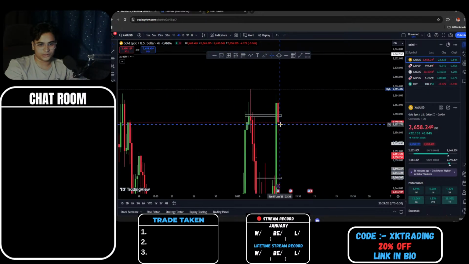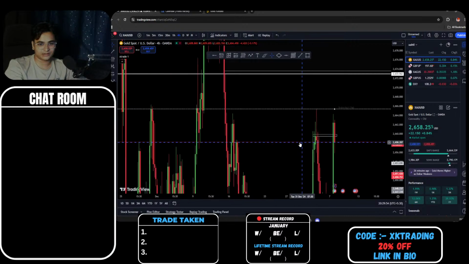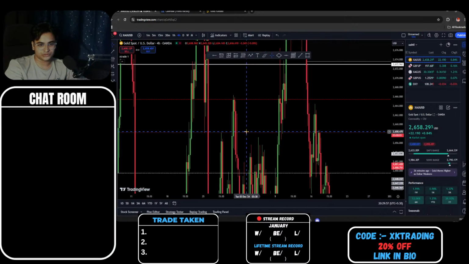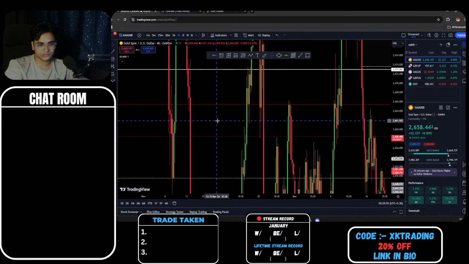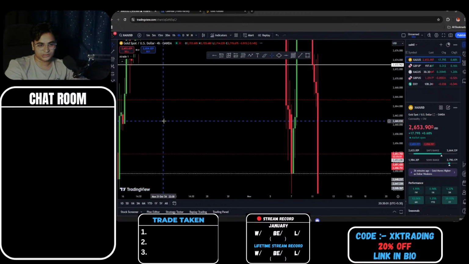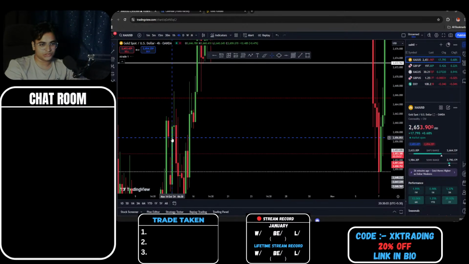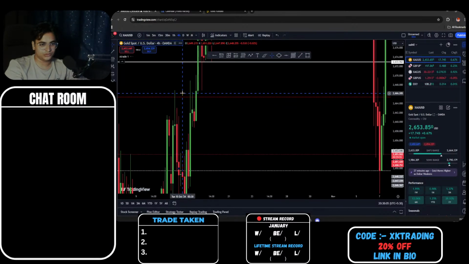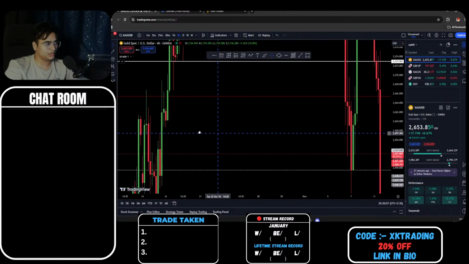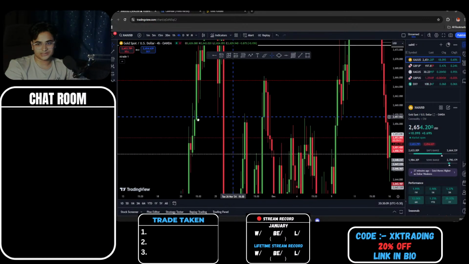Because look at the 4 hour. This candle will do something like, let me show you. Here, you see this bullish candle, then this candle with huge momentum, and then coming back and going down. So I think we can see something like that.